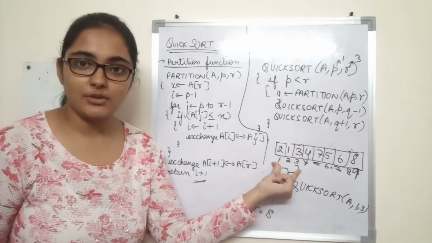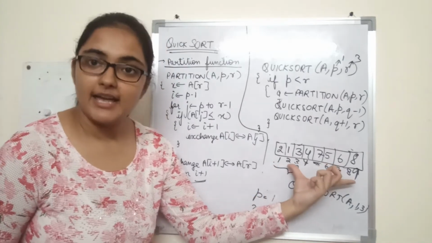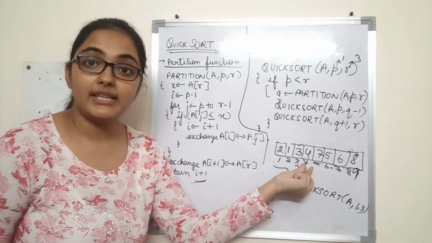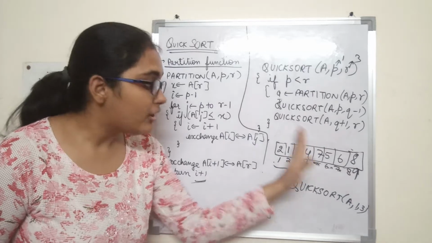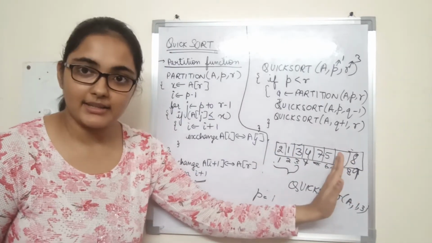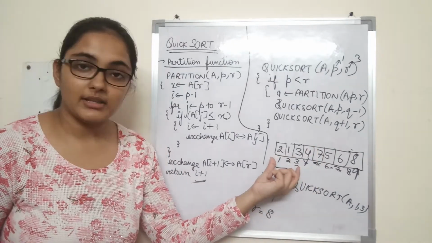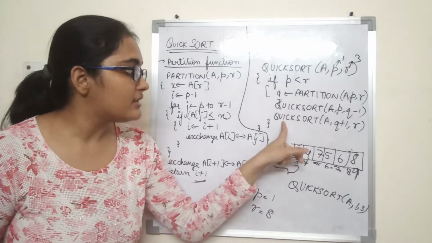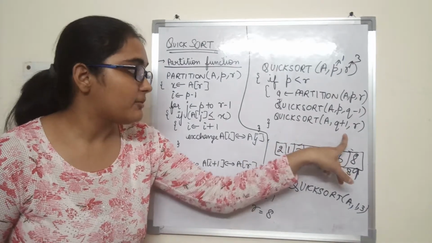First of all, what we did was we partitioned the entire array. Now when we got the index before which all the elements are smaller than it, and after which all the elements are greater than it, then we are calling quicksort on the left half and also on the right half. We will see next, because the next call is on A from q plus 1 to r.